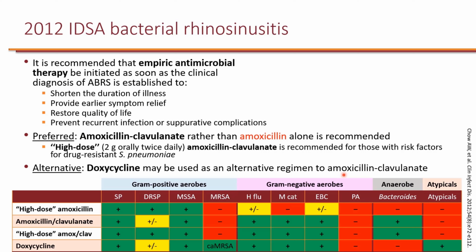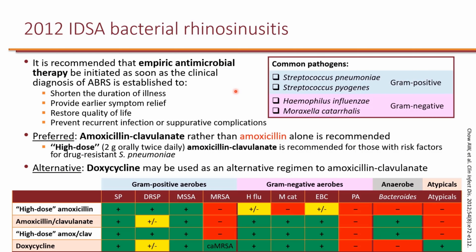These are the 2012 IDSA guideline recommendations for bacterial rhinosinusitis, and they do recommend that empiric treatment should be initiated as soon as possible if you suspect bacterial rhinosinusitis, for the purpose of shortening the duration of illness and to provide earlier symptom relief, restore quality of life, and also to prevent recurrent infection or suppurative complications.